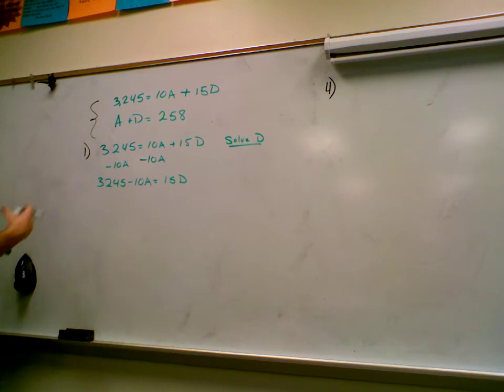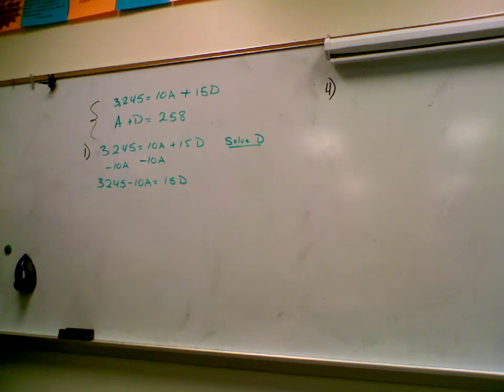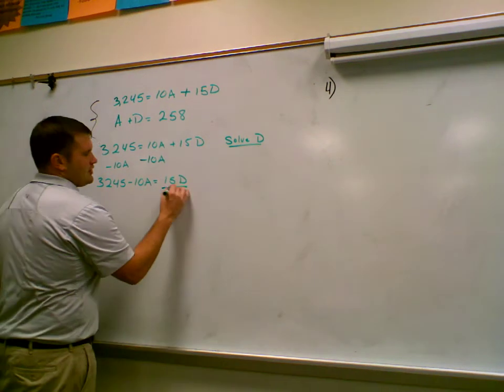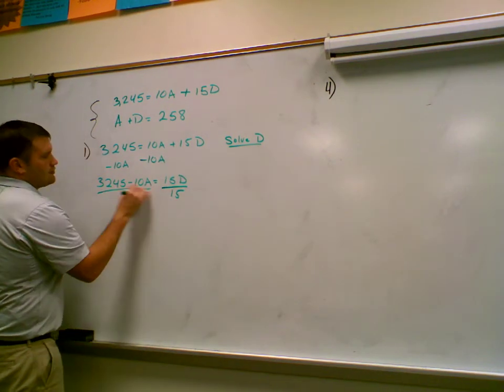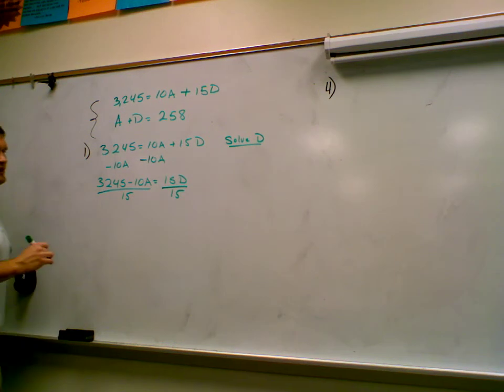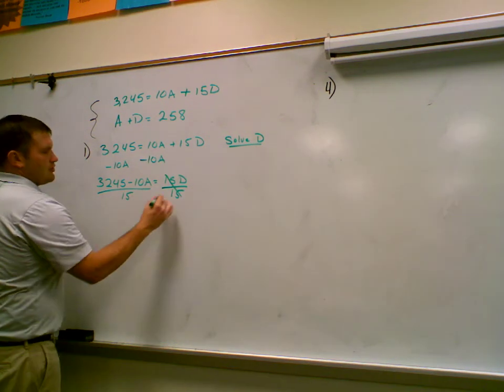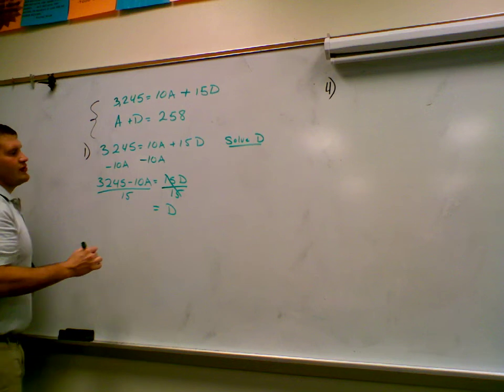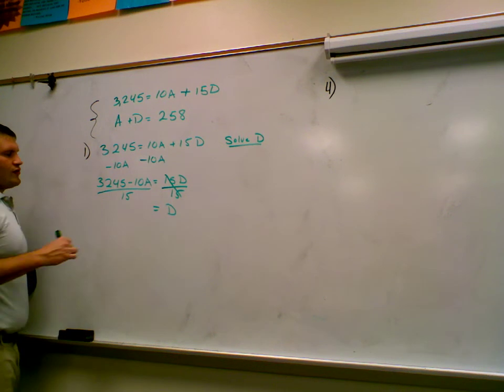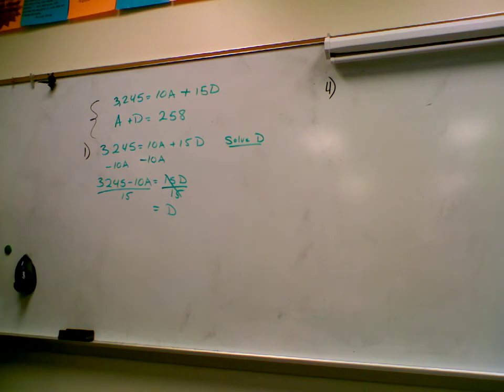That's alright. Okay, so now how do I keep solving this for D? What do I do next? Divide by 15. I divide all these by 15, right? Yes, sir. So the 15s cancel. We end up with D by itself, right? Yes. What's 3245 divided by 15? You have a calculator.